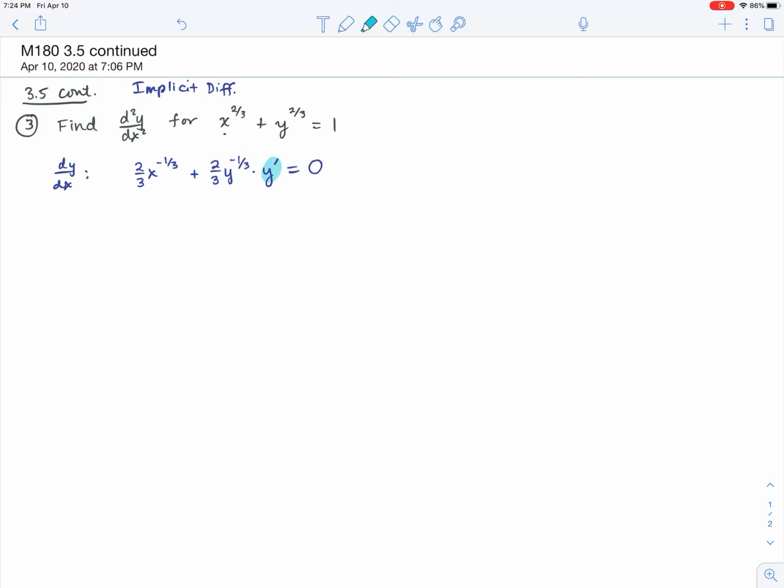Next, we want to solve for y prime. So y prime equals negative 2/3 x to the negative 1/3. All I'm doing here is moving this term to the other side, and then I'm going to divide by this coefficient of y prime, which is 2/3 y to the negative 1/3. So I'm going to write that as y to the positive 1/3 over x to the positive 1/3. And so here is my first derivative.